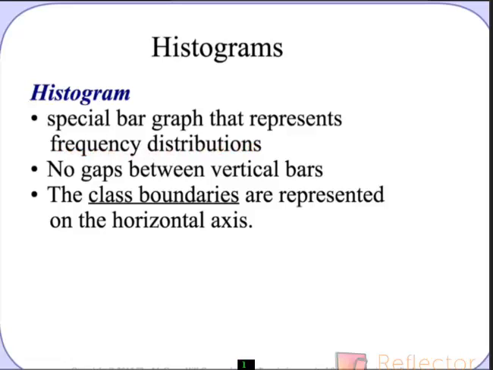These are going to be bar graphs and are going to be used for our grouped frequency distributions, the ones where we have the class limits and class boundaries. Key things to note are that there's going to be no gaps between the vertical bars, and we're going to use the class boundaries along our x-axis.